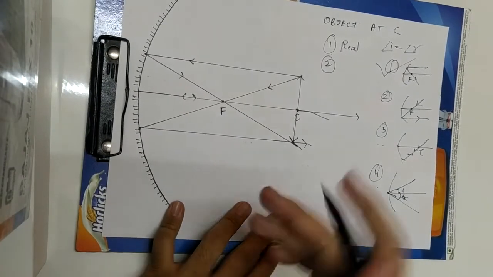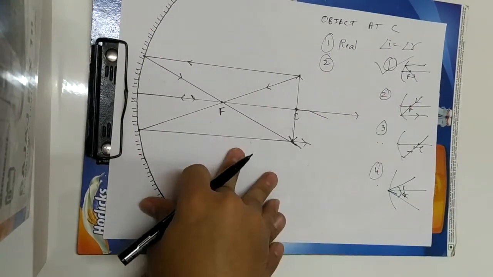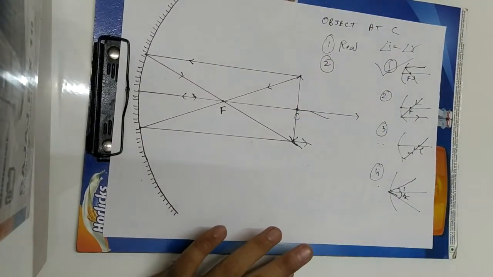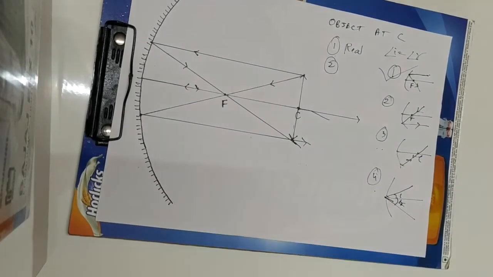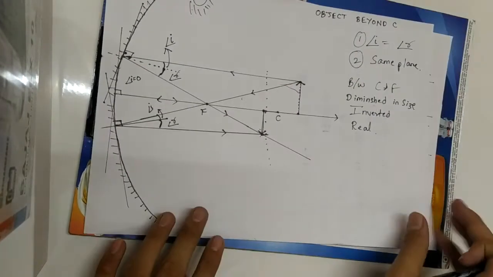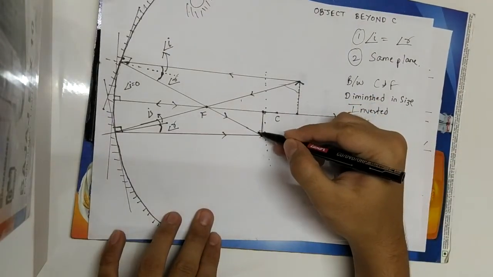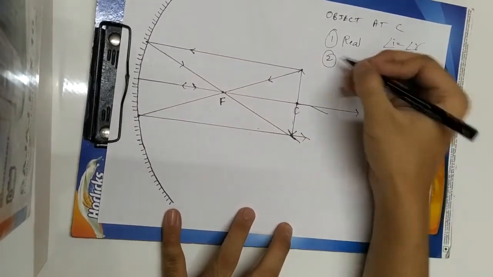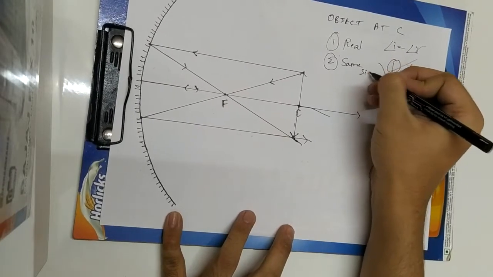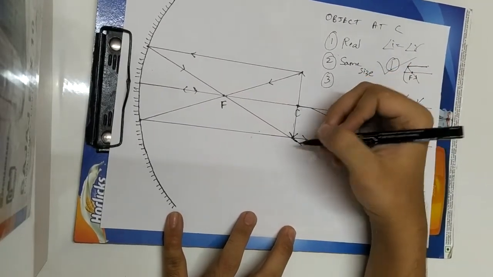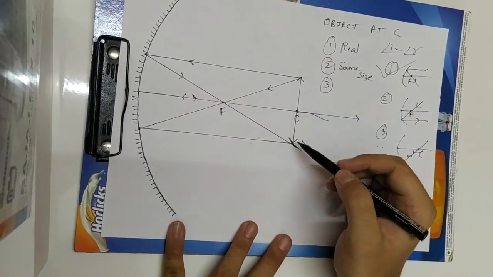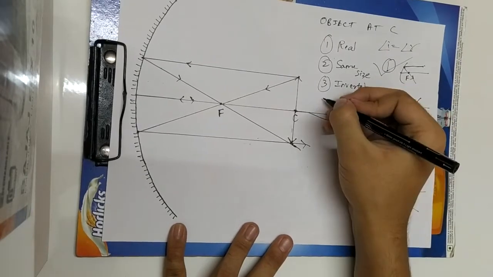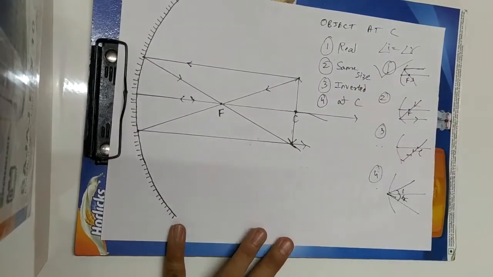You can see in the textbook also. Here, when we are drawing, some mistakes we will do, but you can see that in the last one, that is this one, the image is very small, much smaller than this, but here we can see it's almost the same. So same size. Third one, will it be inverted or not? Yes, it is inverted. Where is it found? At center of curvature itself.